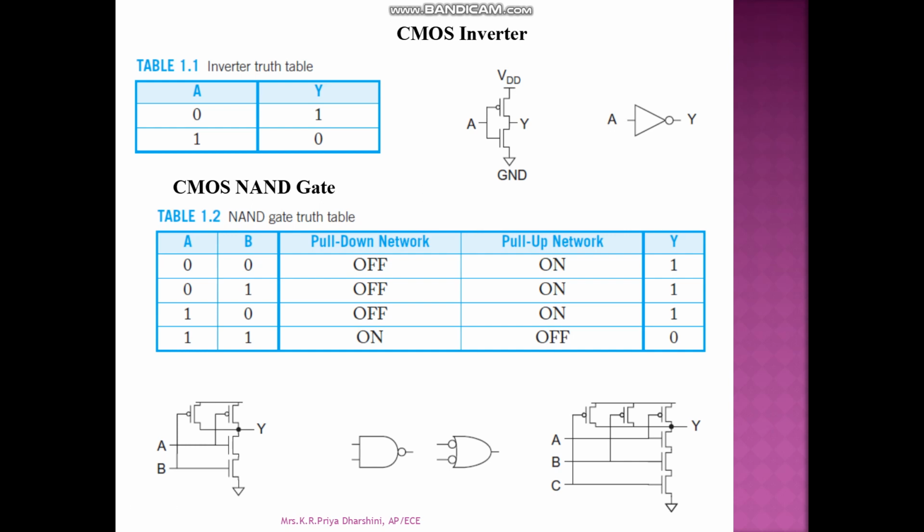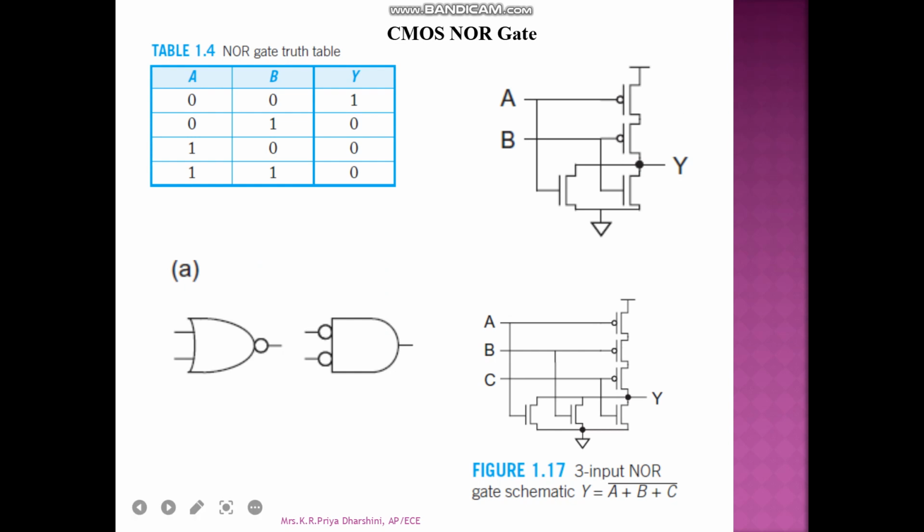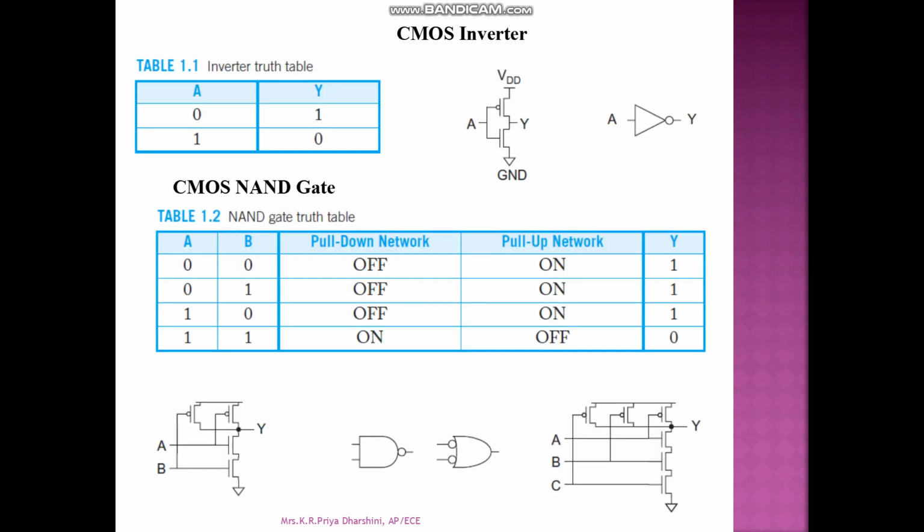For the NOR gate, PMOS will be connected in series and the NMOS will be connected in parallel. For two inputs, two transistors are used, and for three inputs, three transistors are used. So this is the difference between the NAND gate and NOR gate of the CMOS circuit.